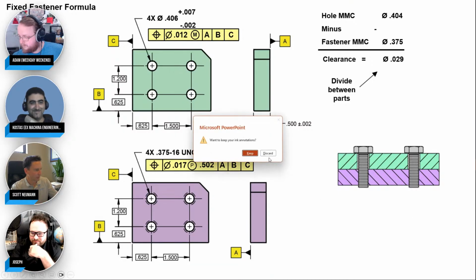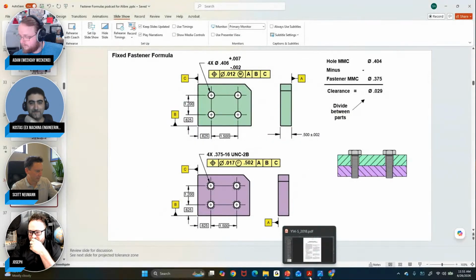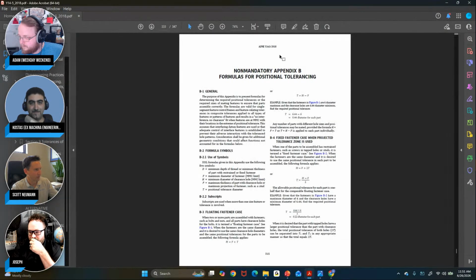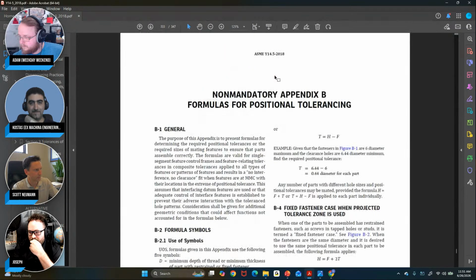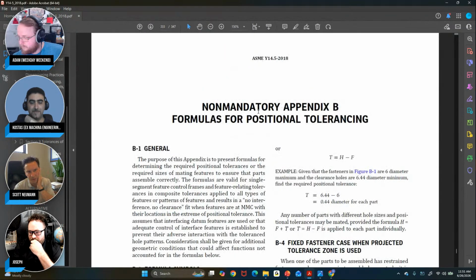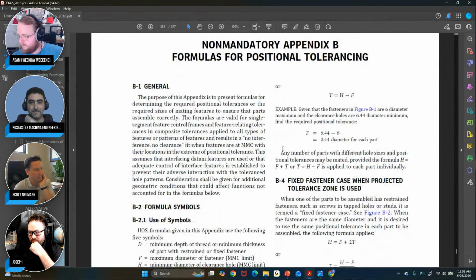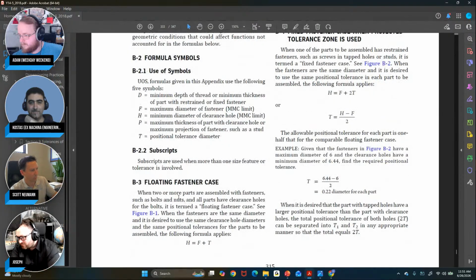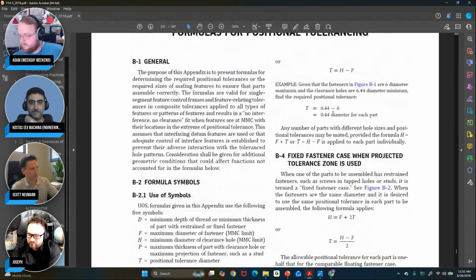Yeah, I wanted to point out the standard again. This is Y14.5-2018 here. And remember all these formulas that I'm teaching, they're in the non-mandatory appendix here. It's the same formula, just different variables. But this is B-3, the floating fastener case, and they explain the formula as T equals H minus F. So the tolerance is equal to hole minus fastener. So smallest hole, biggest pin. And so you give the tolerance to each part.